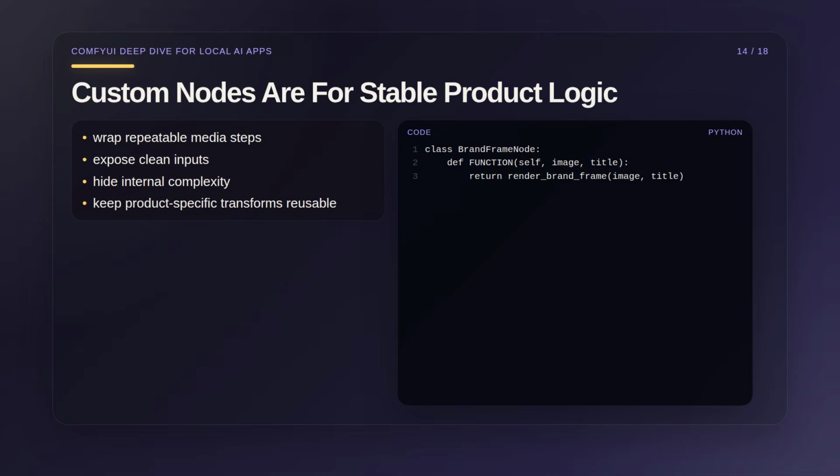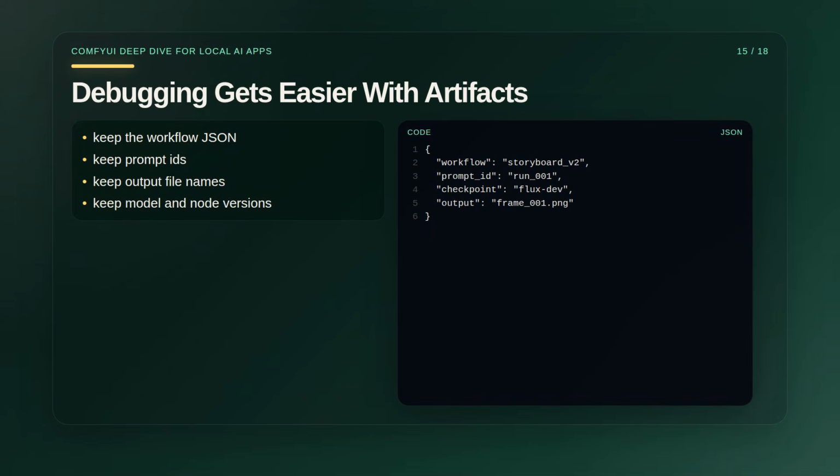If you keep repeating the same cluster of steps, that usually means you should write a custom node. It gives you a stable interface and keeps the graph readable. Instead of asking the rest of your app to know 10 low-level operations, you give it one higher-level tool with a clear contract. When something breaks, artifacts are what save you.